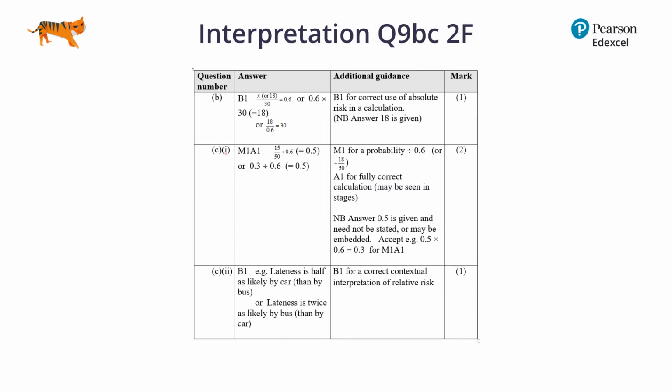In part 2, they needed to give a correct interpretation of relative risk, and 2 examples are shown here. Various calculations leading to the stated answer of 0.5 in part C1 were sometimes seen but not relevant and did not score. For the interpretation in part 2, some students came close by recognising which mode of transport had the greatest chance of lateness, but rarely with reference to the specific relative risk of 0.5.